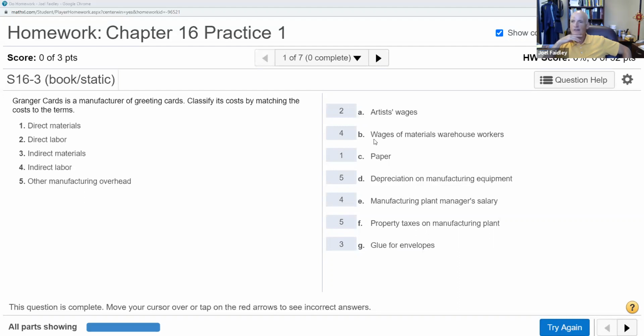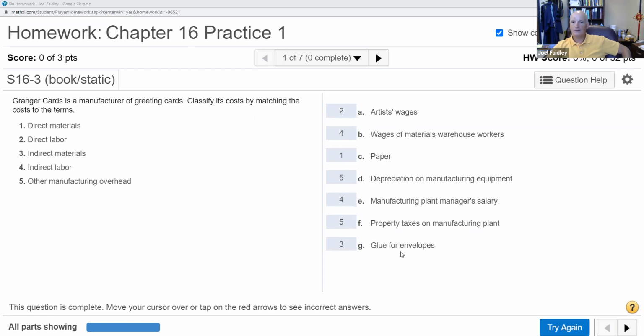It's all those other indirect labor costs that are hard to directly tie in with a department. That's why it's indirect. And for any indirect labor, any indirect materials, like if you were buying 55-gallon drums of some type of lubricant that's used in all departments, you need some way to group all that together in total to allocate out. So direct labor would be artists, wages and materials, warehouse workers. What about paper? That's got to be direct material, right? Depreciation, it's got to be overhead, other manufacturing overhead. Manufacturing plant manager salary, indirect labor.